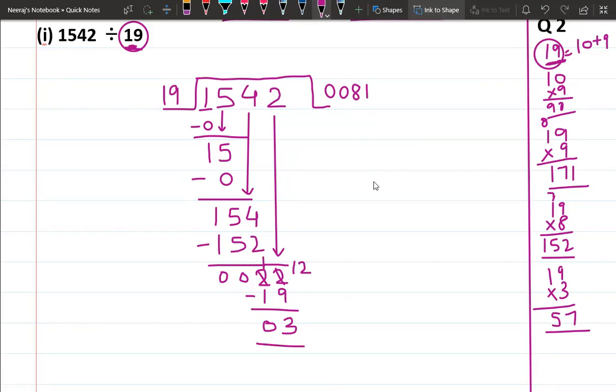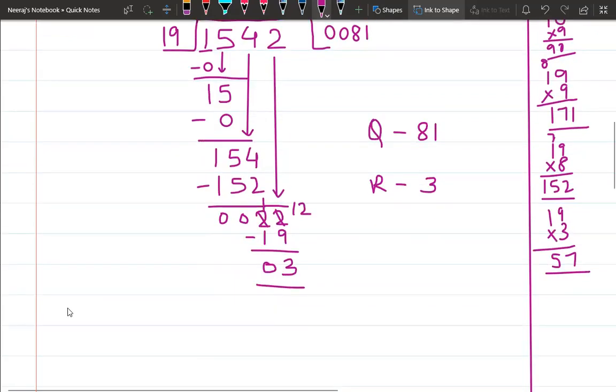Right? Now we have got the quotient and the remainder because there is no digit left in the dividend. So just write the quotient is 81 and the remainder is 3. Now we will learn how to verify our answer, whether our quotient and the remainder are correct or not. For it we have to write verification.